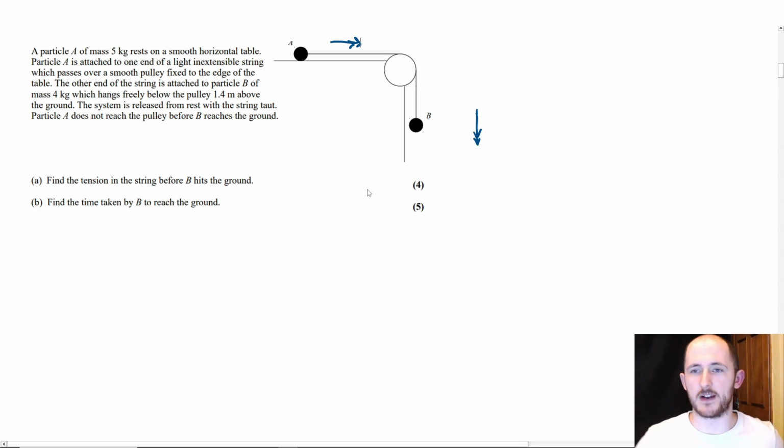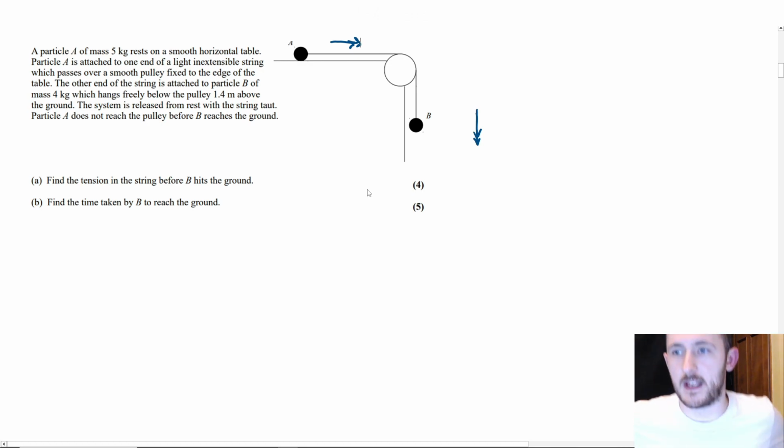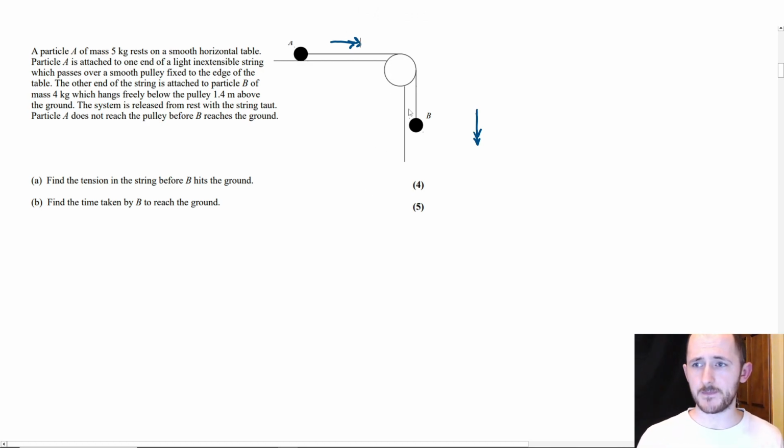That doesn't happen in real life. So when you have situations like this where things are hanging off a table, it's always going to be the same. The thing hanging off the edge is going to be accelerating downwards, and the thing on the side is always going to be accelerating to the right.